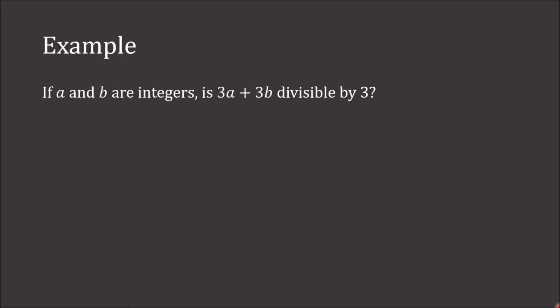Now, let's look at this. If a and b are integers, is 3a plus 3b divisible by 3? So let's go ahead and take a look. Let's suppose that a and b are integers. Right? This means that 3a and 3b would be integers because it's the product of integers. And this would mean that 3a plus 3b must be an integer because it is the sum of integers.